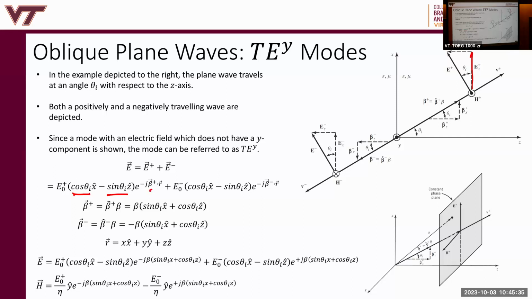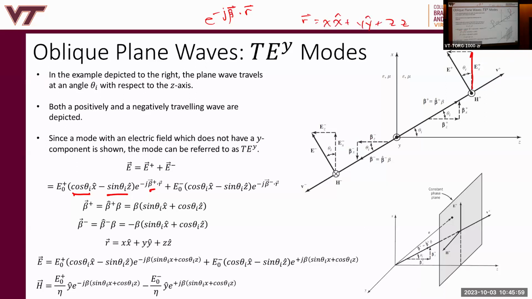Then you have beta as a vector. You have to do beta dotted with R. So the general form of the problem is E to the minus J, beta dotted with R, all right? That works for all forms of forward traveling, backward traveling, and all that. R, we already know what it is, right? R is X hat plus Y hat plus Z hat.